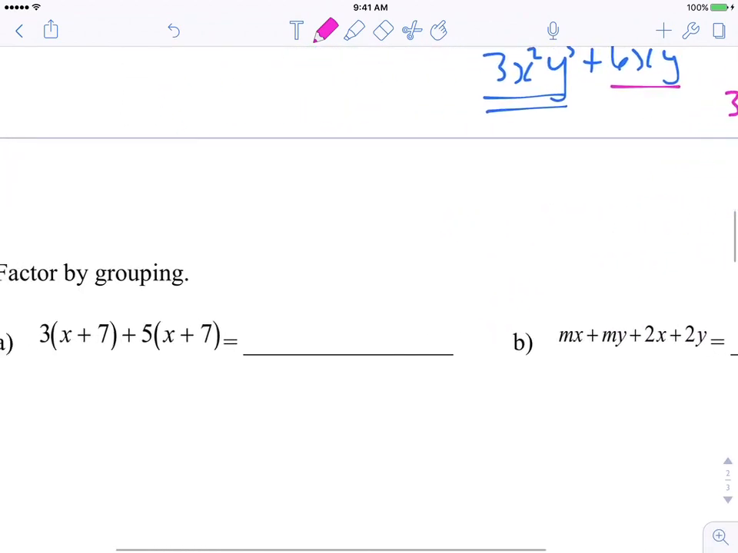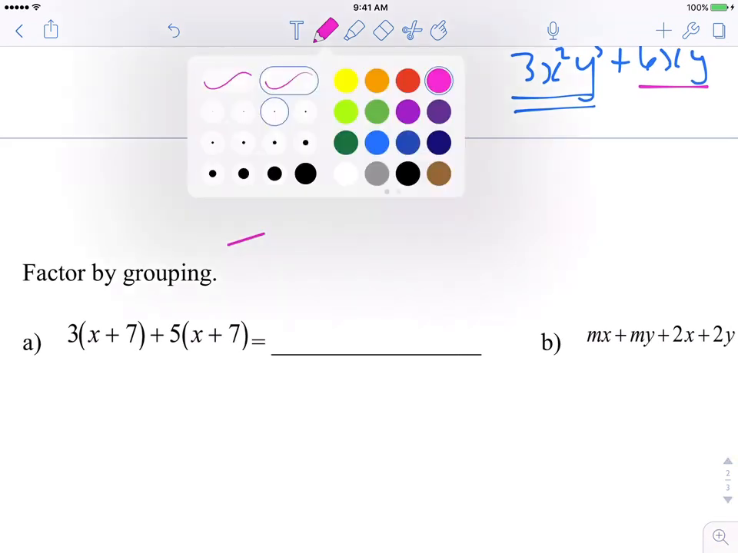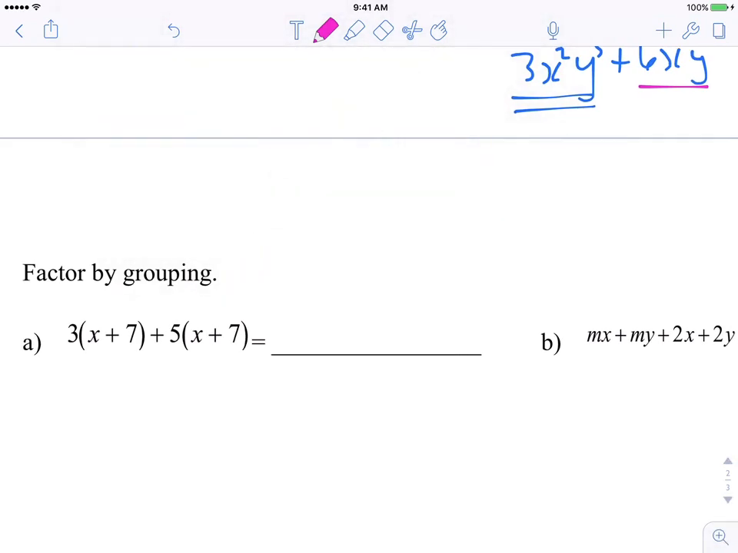All right, this is a little bit different. Factor by grouping. Factor by grouping means you want to group pairs of numbers together, basically. If I have x plus 7 here and x plus 7 here, what I've got is a 3 being multiplied by x plus 7, and I have a positive 5 being multiplied by x plus 7. So we can rewrite that in a simpler form by grouping. So in essence, I really have x plus 7 being multiplied by a 3 and a positive 5.